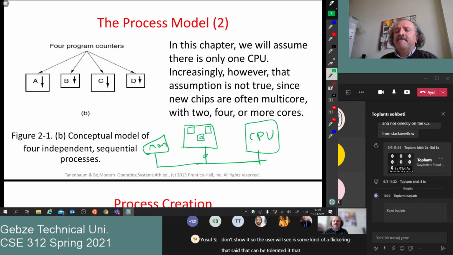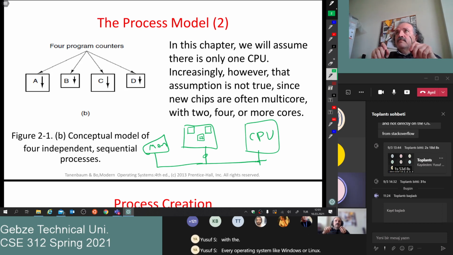That's possible with the everyday operating system like Windows or Linux. Okay, thank you. Okay, good.